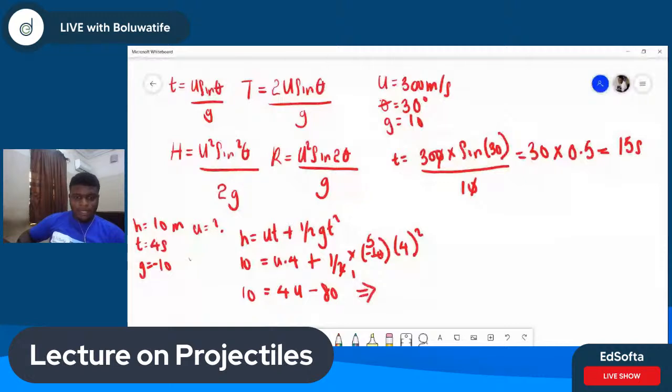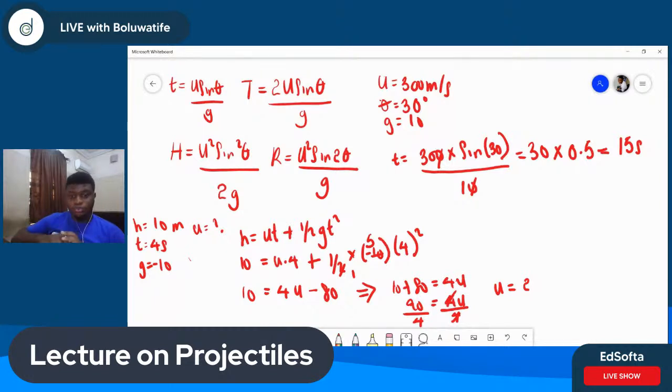Okay, then I take it to the other side, so I have 10 plus 80 equals to what? 4u. And then I have 90 is equal to 4u. Divide both sides by 4, and my u... 4 in 9 is 2 remainder 1. In 10 would be 2 remainder.